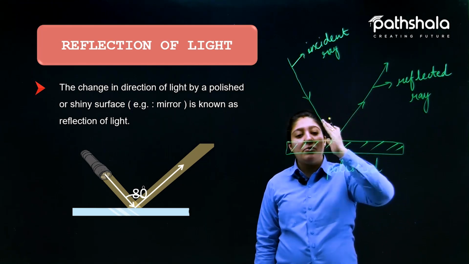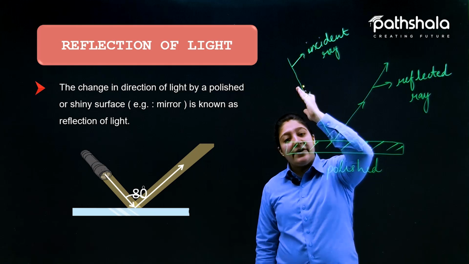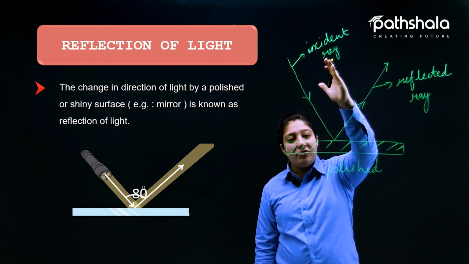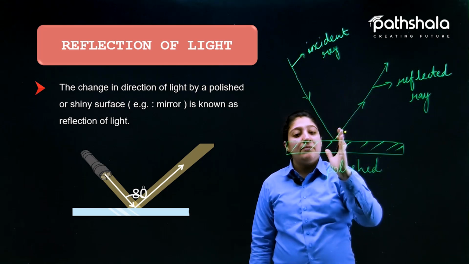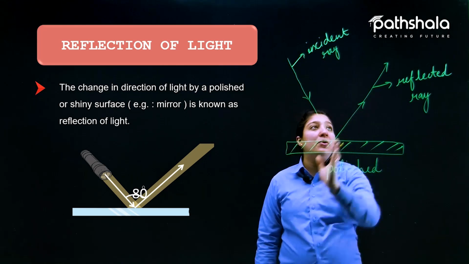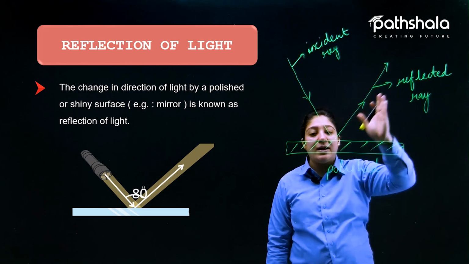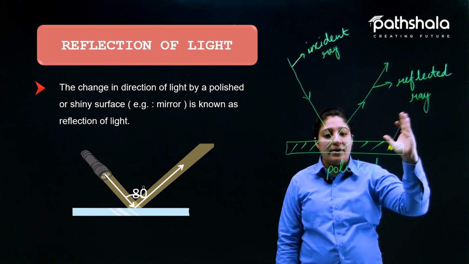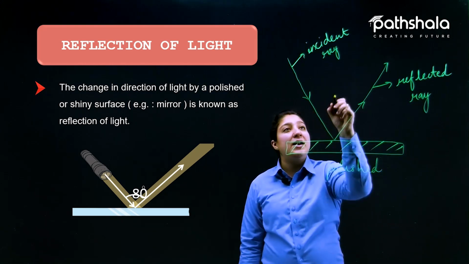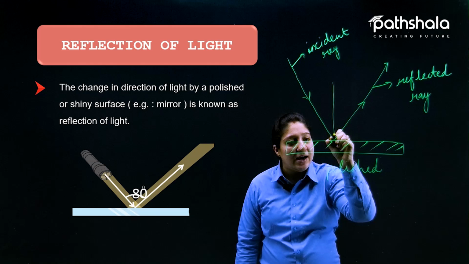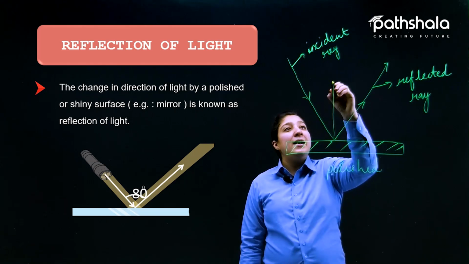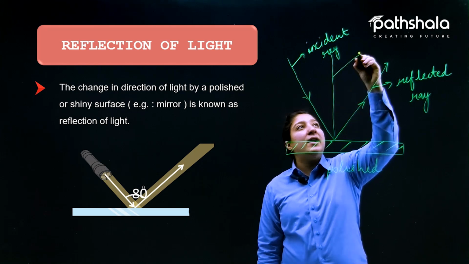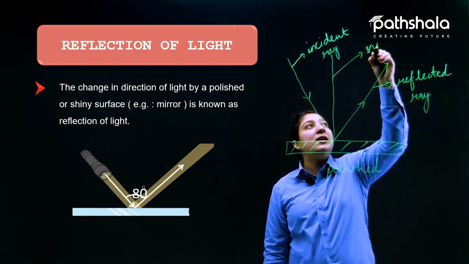Now again I am repeating, the ray of light that is falling on the object is our incident ray, and the ray of light which is bouncing back after falling on the polished surface is the reflected ray. Now there is also one ray which is normal, or we can say perpendicular to our polished surface. This is our normal ray.